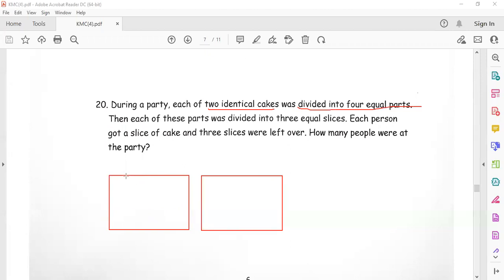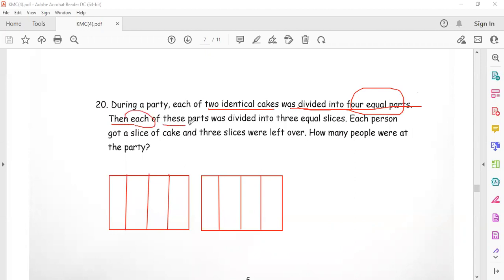Was divided into 4 equal parts. So, divide it into 4 equal parts. So 1, 2, not so accurate, but never mind. We just want to use it as a guide. 3, 4, okay. Again, maybe you divide into half first, and then another half. This is divided into 4. So both the cakes were divided into 4 parts. Okay, that's the first part, was divided into 4 equal parts.